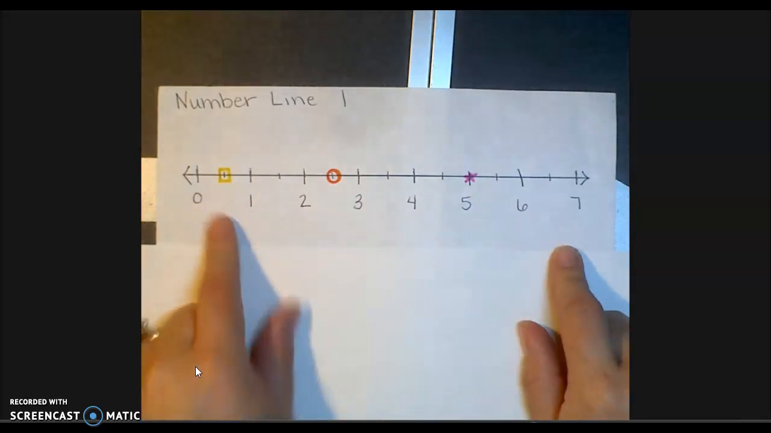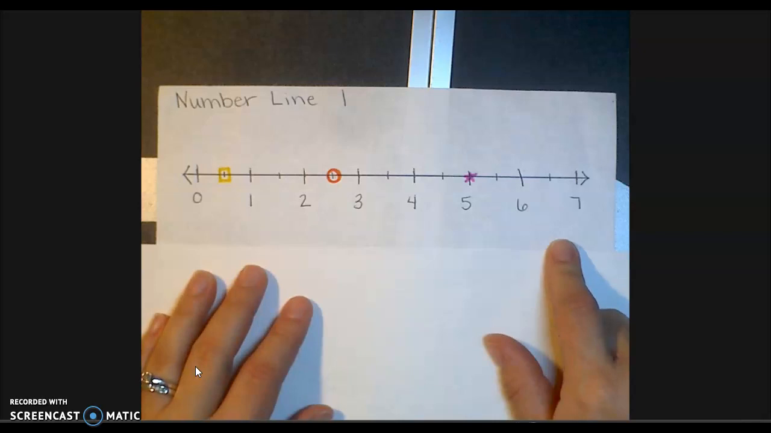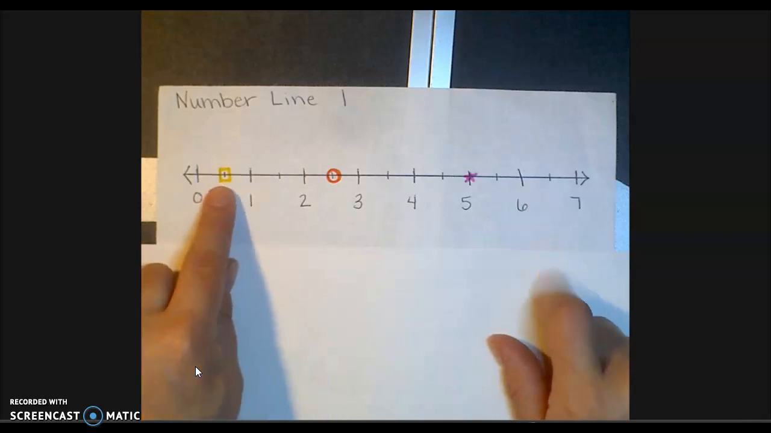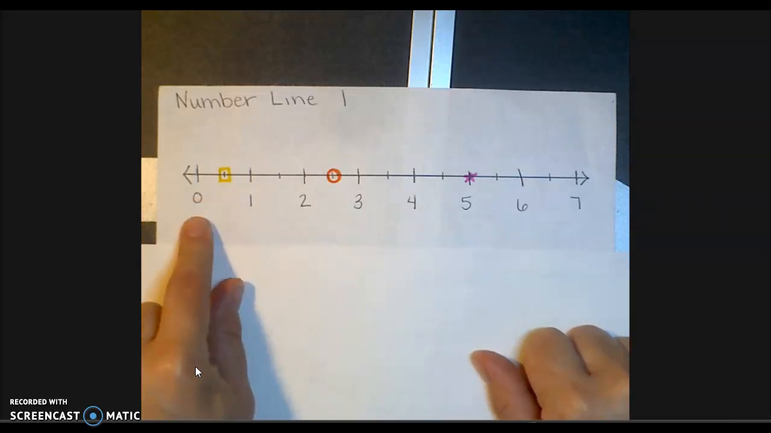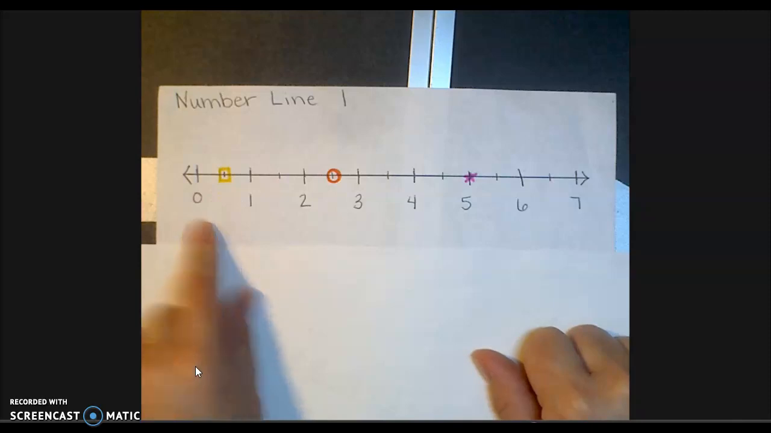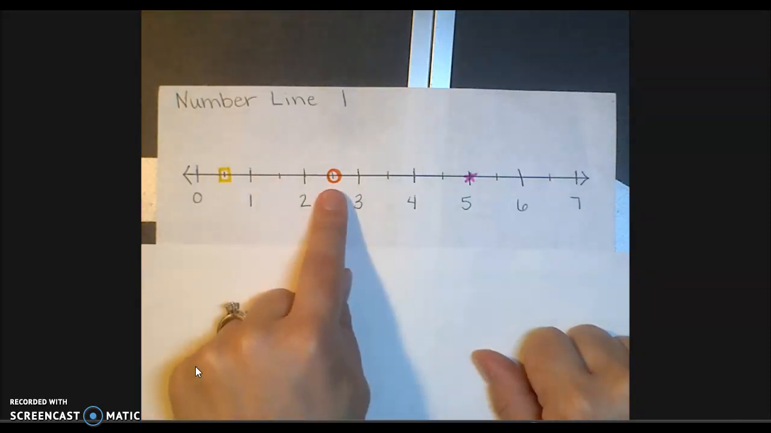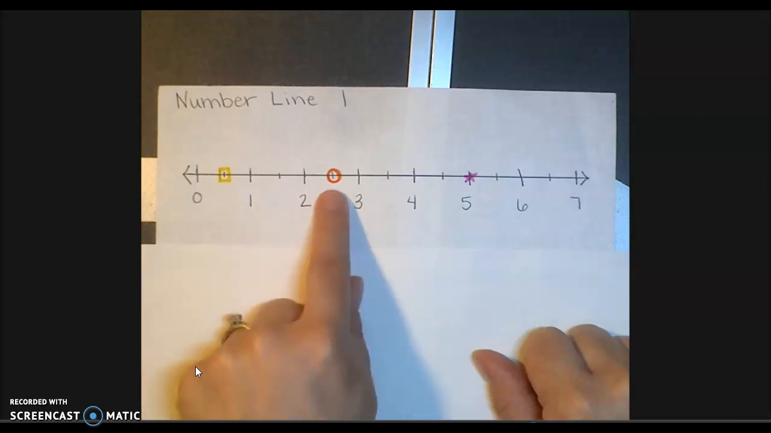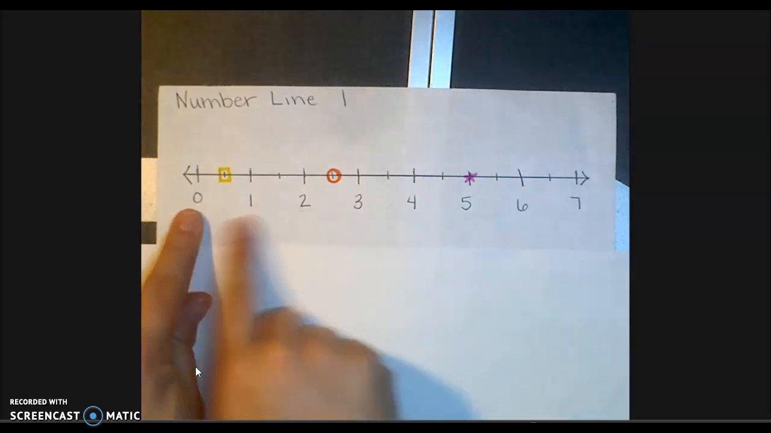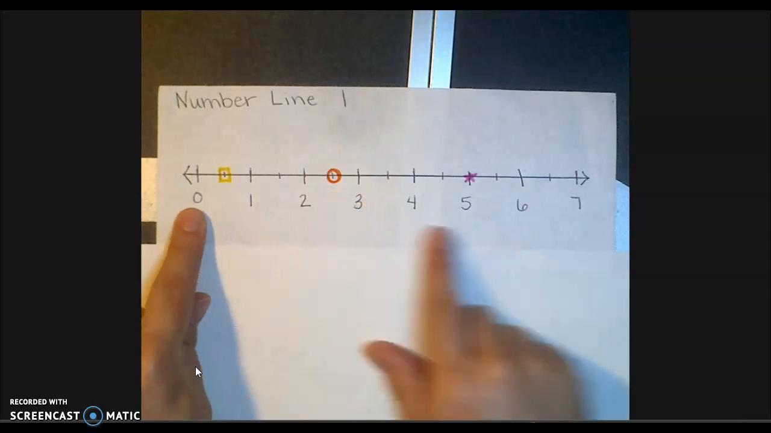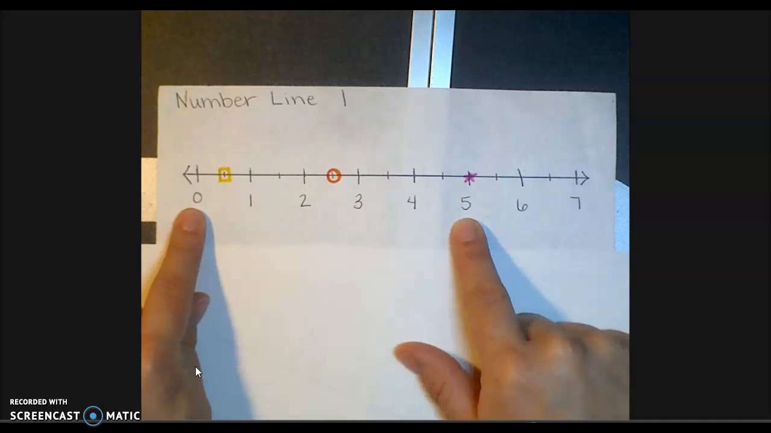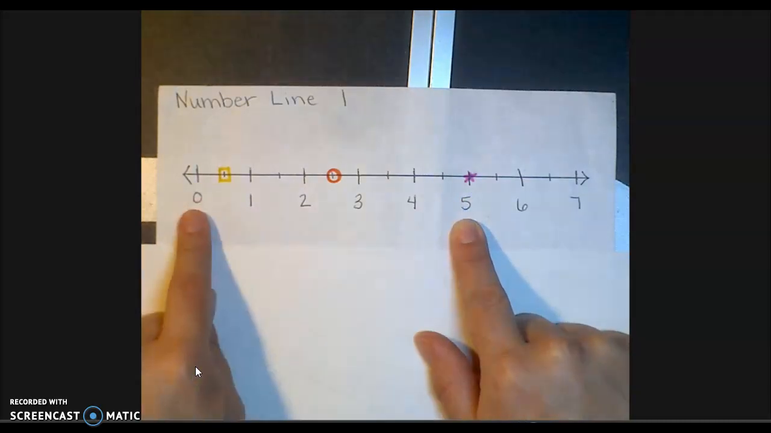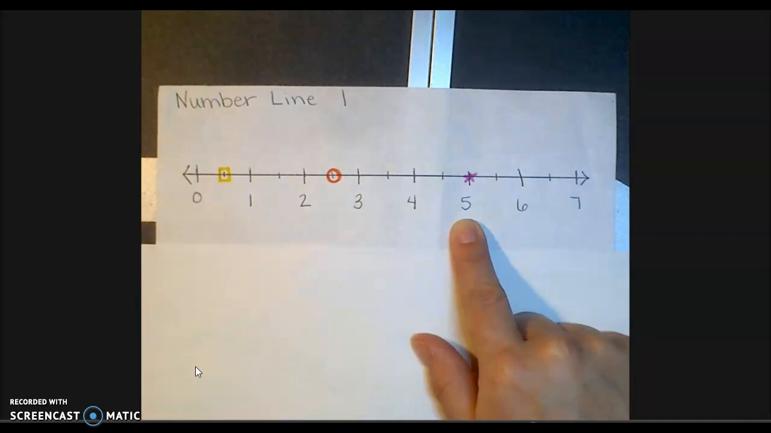So the first thing we need to do is find the value of the square. And the square falls at 1/2. So it is a half away from our origin, over here the 0. The next one we'll find is the circle. And the circle is at 2.5. So the distance from the origin is 2.5. Next we have a star, and the star is at 5. So the distance from the star to the origin is 5.